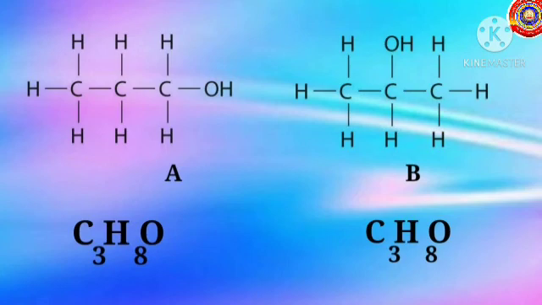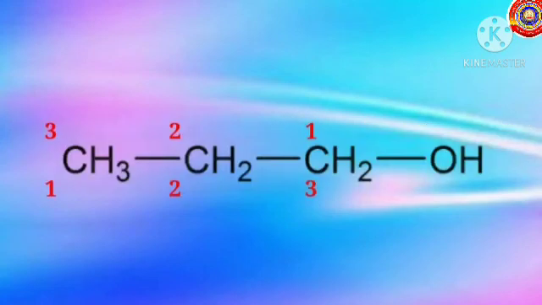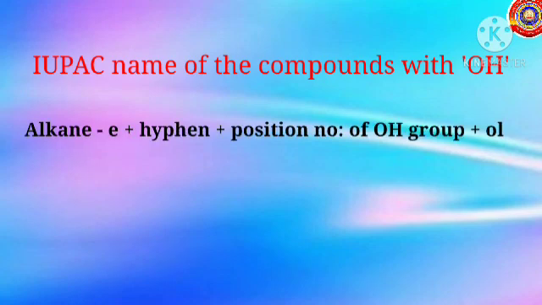So always remember, while writing the IUPAC names, the carbon atom having the functional group should be given the lowest position number. Now see the position number given to the carbon atoms. Which way of numbering is the right one? Yes, from right to left, so that the carbon atom gets the position number 1. The IUPAC name of the compounds with OH follows the pattern: alkane minus E plus hyphen plus position number of OH group plus the suffix OL.